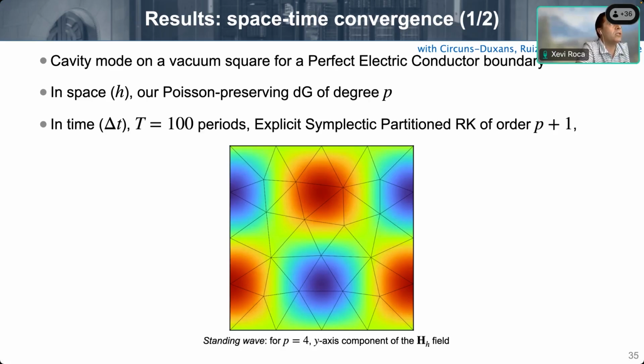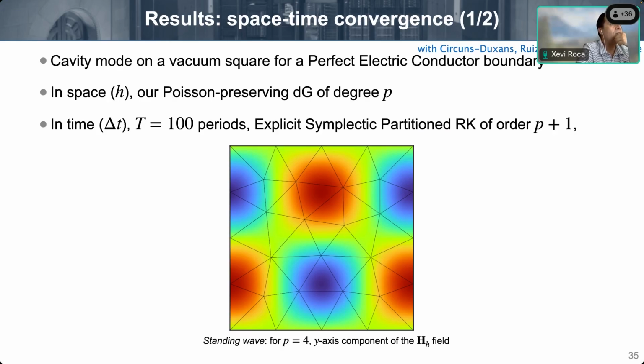To do it, we consider a cavity mode on a vacuum square with a perfect electric conductor boundary. On the bottom part, you see a little illustration of this standing wave for polynomial degree 4. What you're seeing in color is the y component of the magnetic field. In space, we are going to have a mesh of size h. We are going to use our semi-discrete Poisson preserving DG of polynomial degree p. And in time, we are going to have a resolution of delta t.